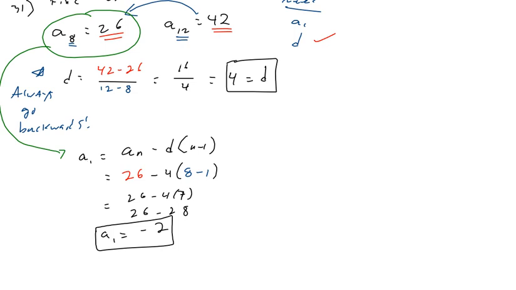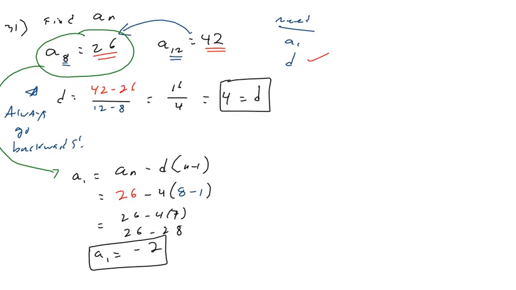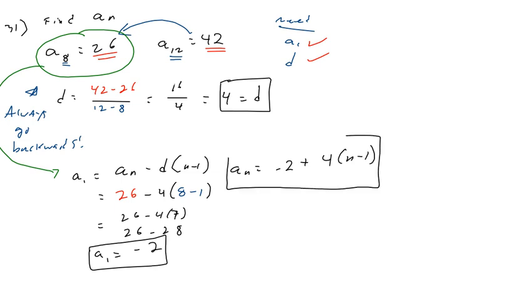So I've got my D, I've got A1, check, check. Now let's write our equation. A sub n is A1, negative 2, plus 4 times n minus 1. There's your equation. You got the D value, you got the A1 value, you found your formula.